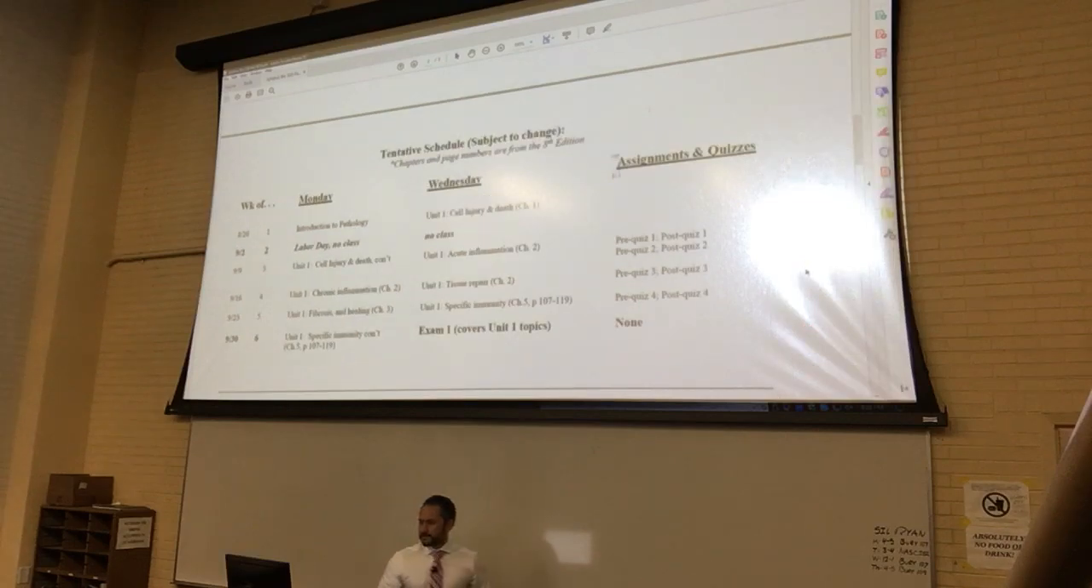So this is where we are, and we're right on schedule. What I want to walk through is each topic. So the first week, we had an introduction, and we got started right into cell injury.